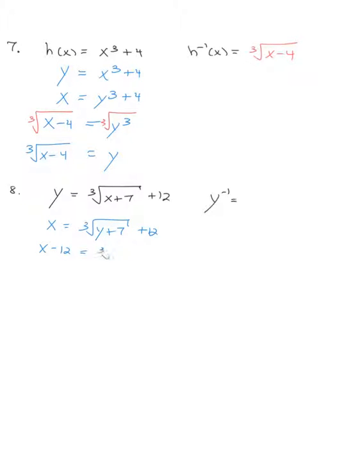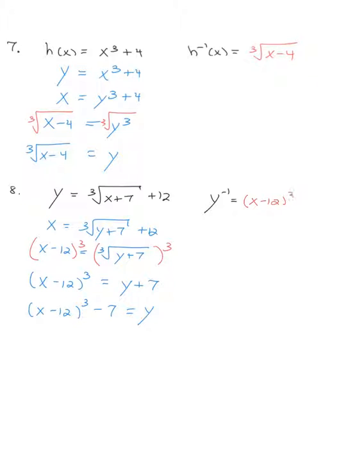I then have to get rid of that cube root, which means I will cube both sides. On the left, I'm going to leave this simply as x minus 12 cubed, whereas on the right, that simplifies nicely where I can subtract 7 from both sides. X minus 12 cubed minus 7 is equal to y. This is the equation of my inverse. X minus 12 cubed minus 7.